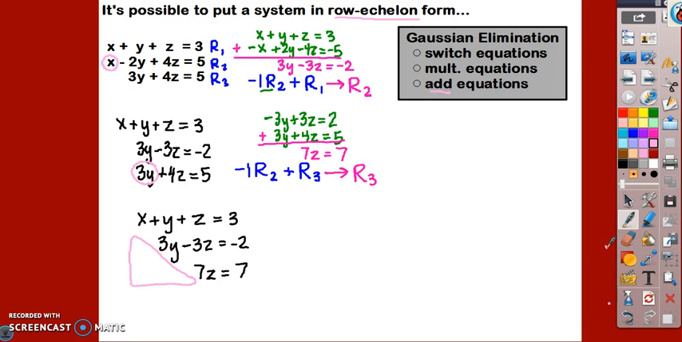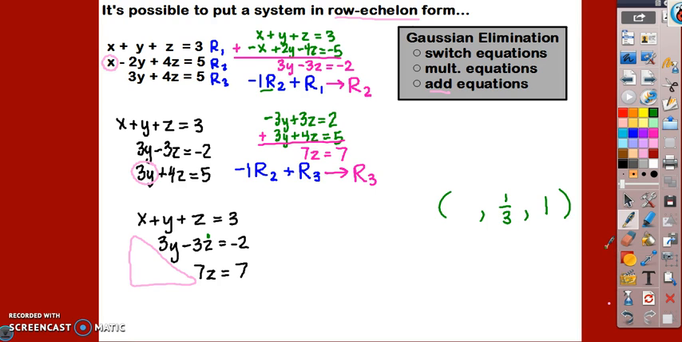Now that we have a triangle of opportunity, let's back substitute and see if we can find x, the y, the z. Does anybody think they know what z is? Did you say 1? Good. See, 7 times z equals 7. So 7 times 1 equals 7. And then if we back substitute that little 1 in there, 3 times y minus 3 equals -2. 1/3. I think I'm getting 1/3.